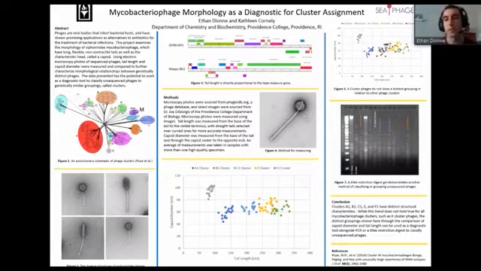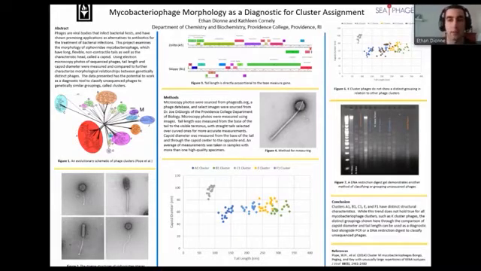With these morphological relationships and these genetic relationships, we hypothesized that there's probably some sort of relationship between the length of the tail, the diameter of the capsid, and what cluster designation the phage belongs to. So what I've done is I've gone through many, many microscopy photos of phages of different clusters, and I've taken these measurements. What I got was Figure 5 here, this graph.